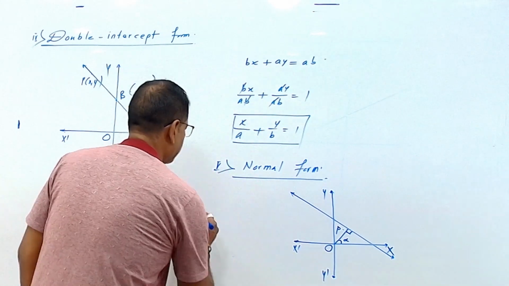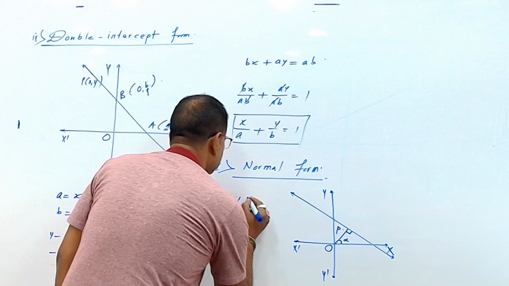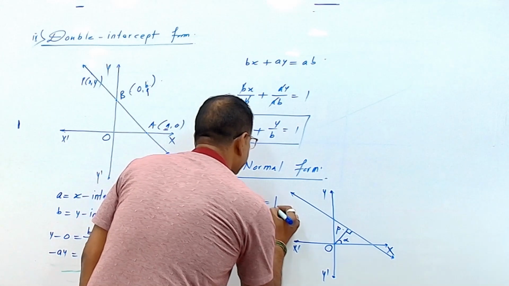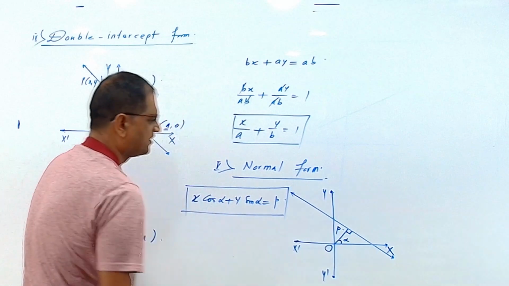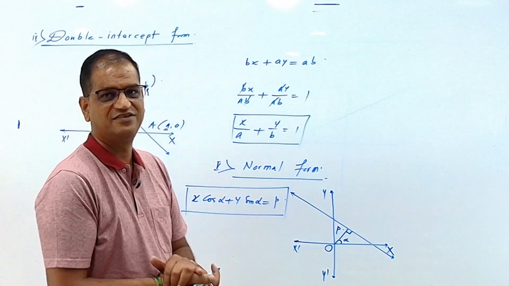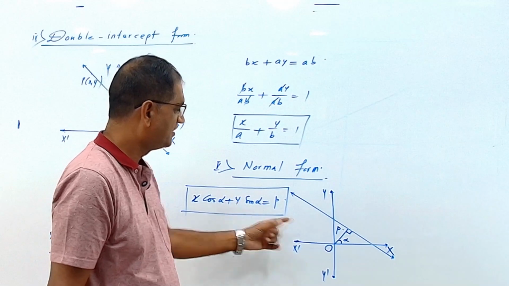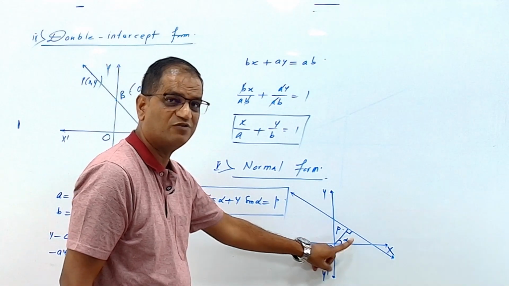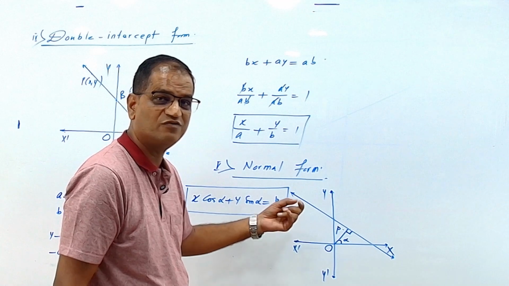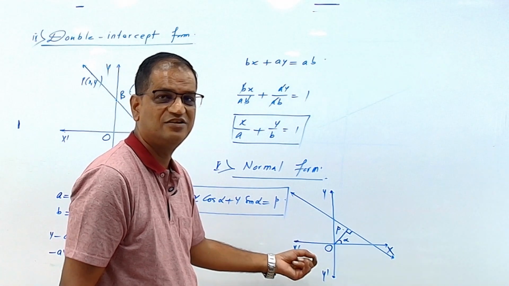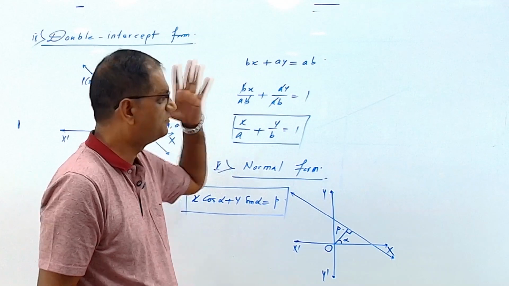So what this will become? x cos alpha plus y sin alpha equal to p. You got my point? This is called normal form. What is alpha here? The inclination of the normal. What is p here? The length of the perpendicular drawn from origin to the line. You understood my point? Make a note of this.